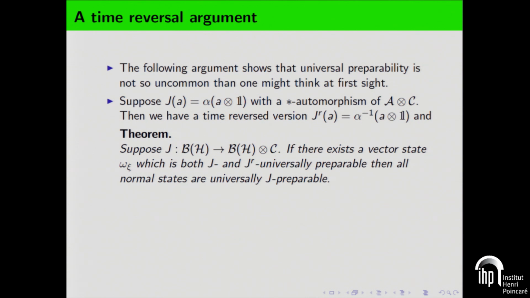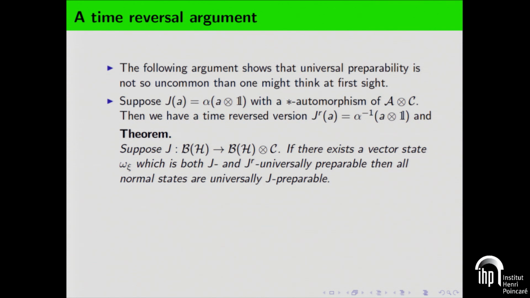Say your A is B of H, and J is from B of H to B of H tensor C. If there exists a vector state, omega psi, which is both J and JR universally preparable, then all normal states are universally J preparable.